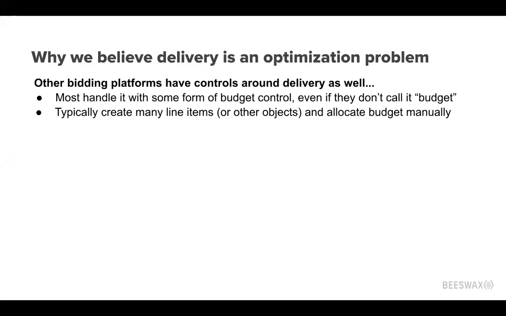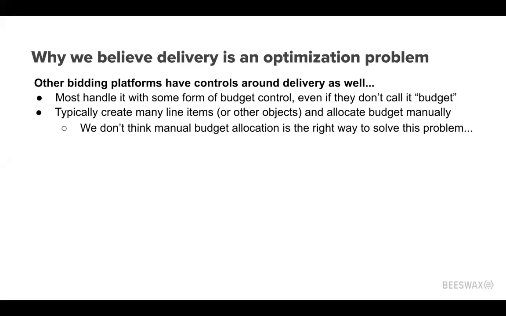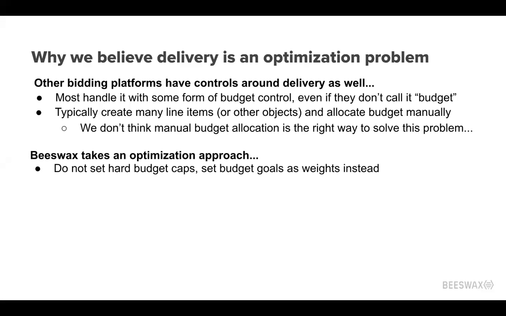And there are two problems with that. It's manual, and budget acts as a cap. So we don't think manual budget allocation is the right way to solve this problem. We think of it as an optimization problem. So our approach is not asking our customers to set hard budget caps, but instead to set budget goals as weights. We'll talk about that in more detail, but it's really a goal and it's expressed as a weight. And we want to avoid the human error with manual allocation of budget.